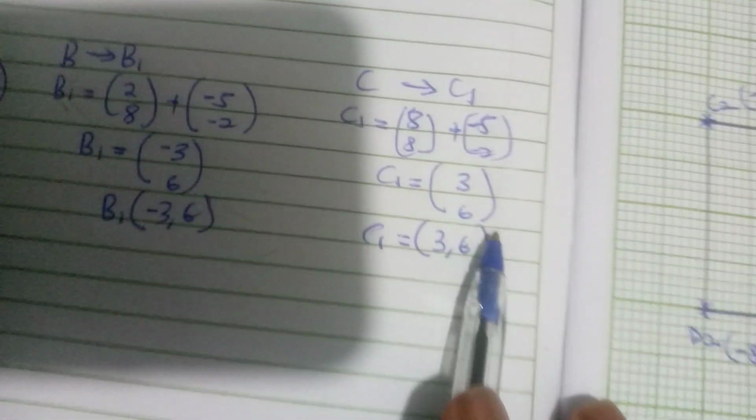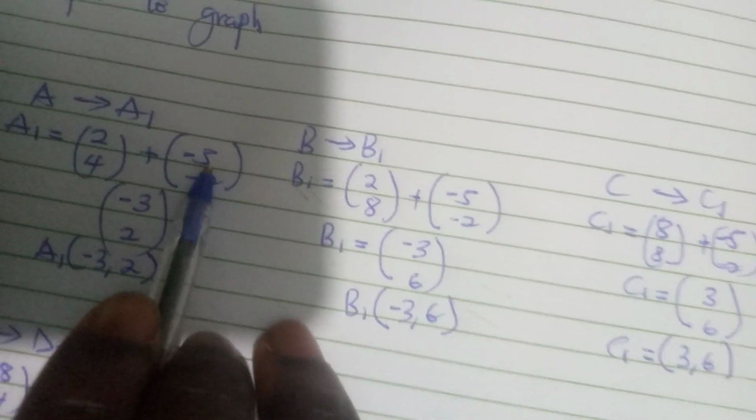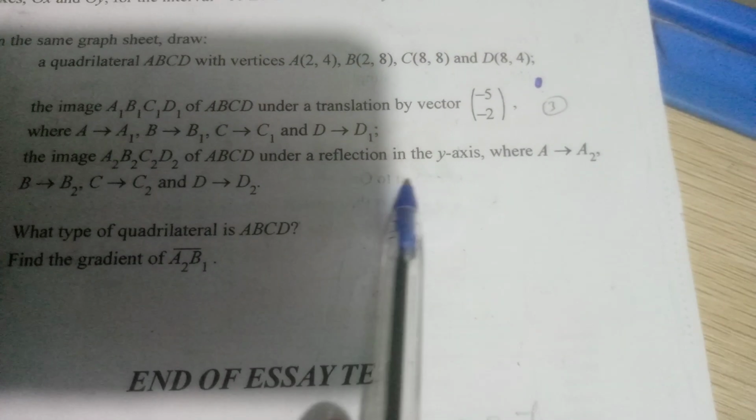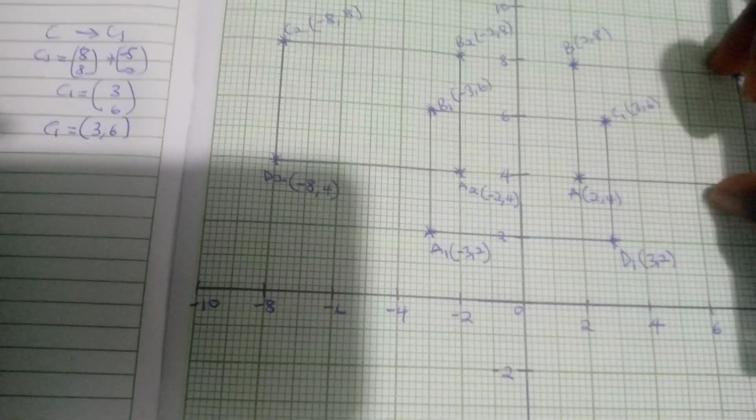After adding the point to the vector, you see that 2 plus -5 is going to give you -3. Then 2 plus -2 is going to give you 0. So working out and plotting your points, you are going to get this as A1, B1, C1. Then you were also asked to draw the image A2, B2, C2, D2 of ABCD under a reflection in the y-axis. So this is A, and A is mapping to A2. If we are taking the y-axis as our mirror line, then if the object is here, we are going to see the image here.